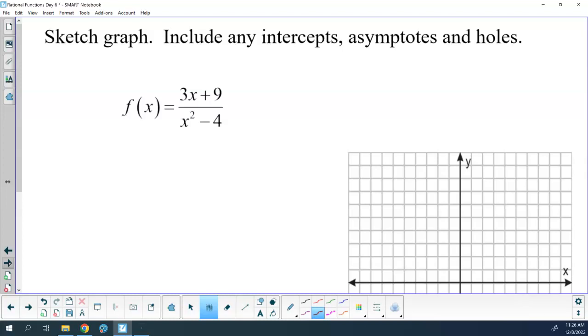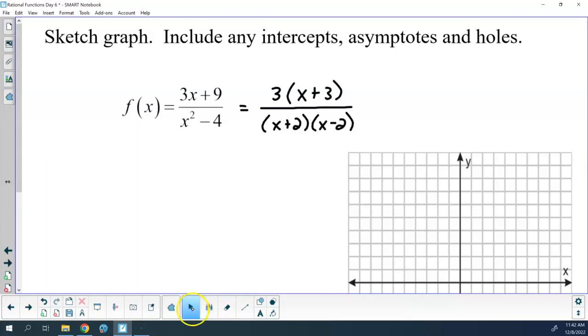Example number 2. Again, I will give you 15 minutes to do this one. If you're watching at home, once again, you should pause, do this problem, then restart to see the answer. Here we go. If I factor the top, I can factor out a 3, leaving x plus 3. If I factor the bottom, I get x plus 2 and x minus 2. Does anything factor out? No, nothing factors out. So that means what?